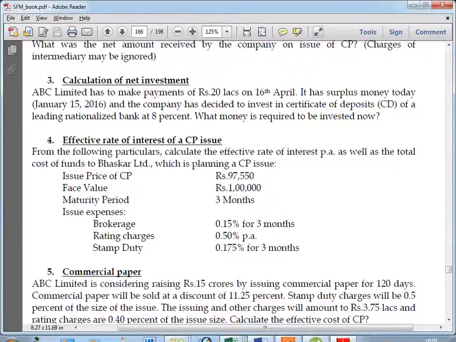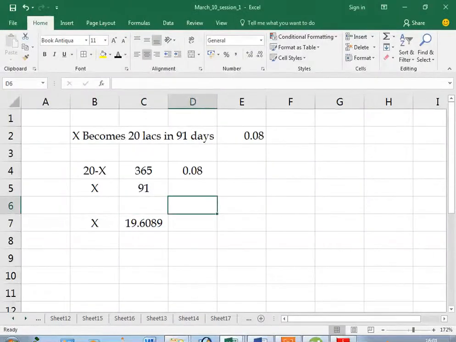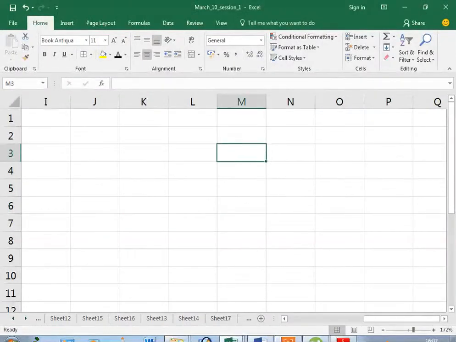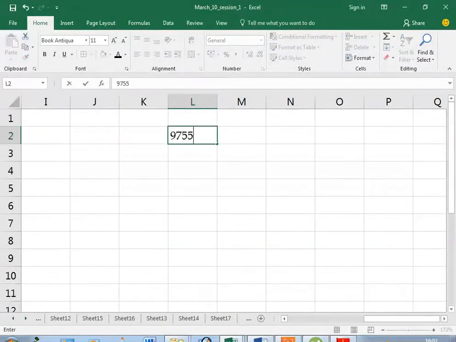Tell me the rate of interest. You can show it in your notebook. 97,550 becomes 1 lakh in 3 months. I don't have much to calculate. You will understand it. 97,550 becomes 1 lakh in 3 months.